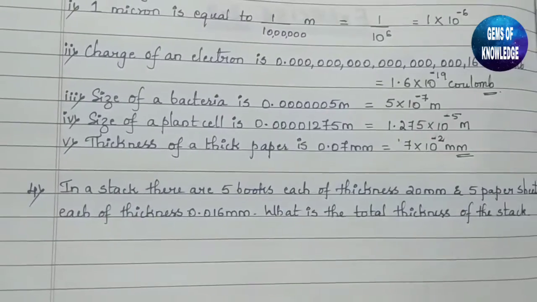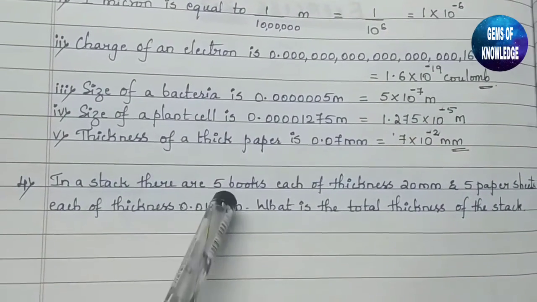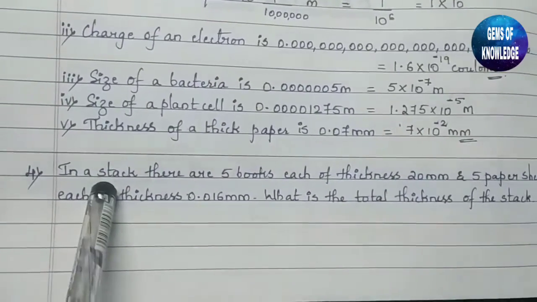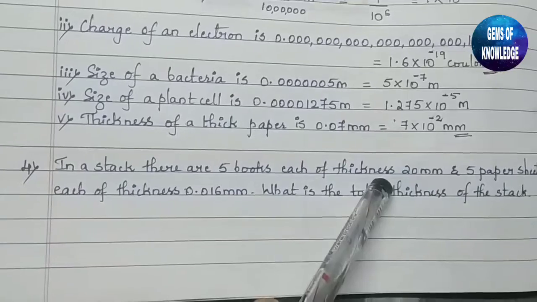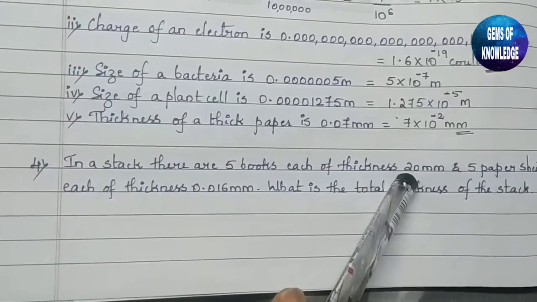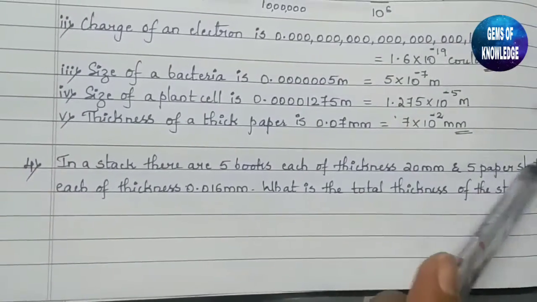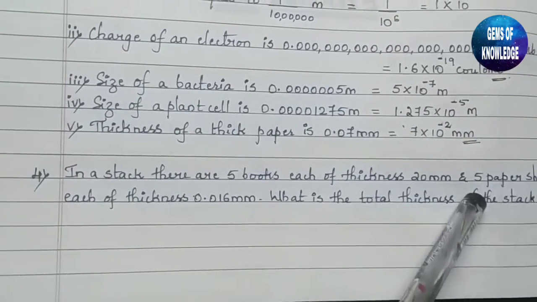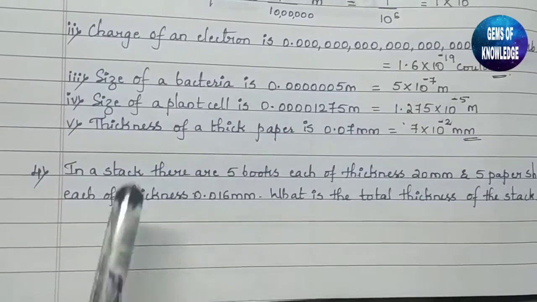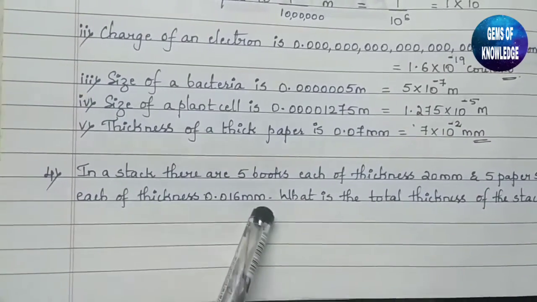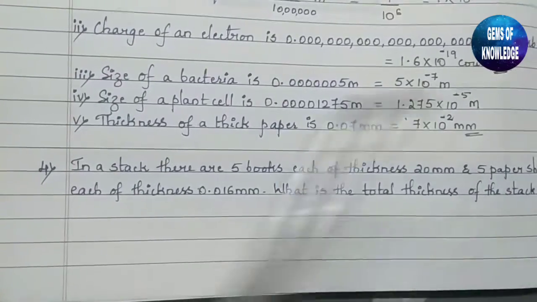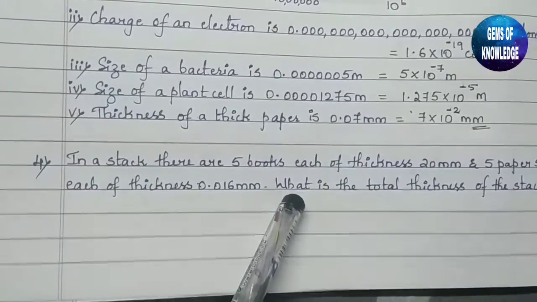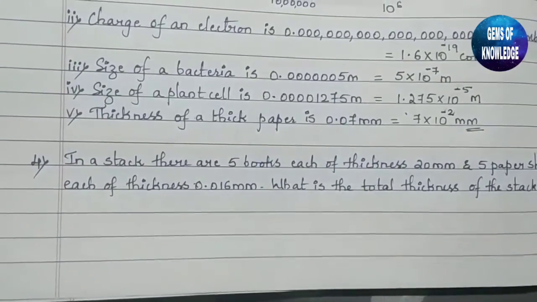You can see the last question over here. In a stack, there are 5 books, each of thickness 20 mm. In one stack of books, there are 5 books and each book has a thickness of 20 millimeter, and 5 paper sheets, each of thickness 0.016 mm. So 5 paper sheets are there, each sheet having 0.016 millimeter thickness. Now what we have to find here is the total thickness of the stack.